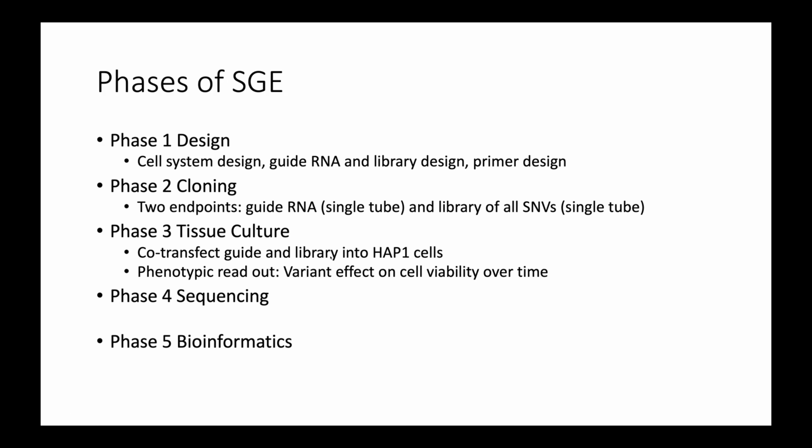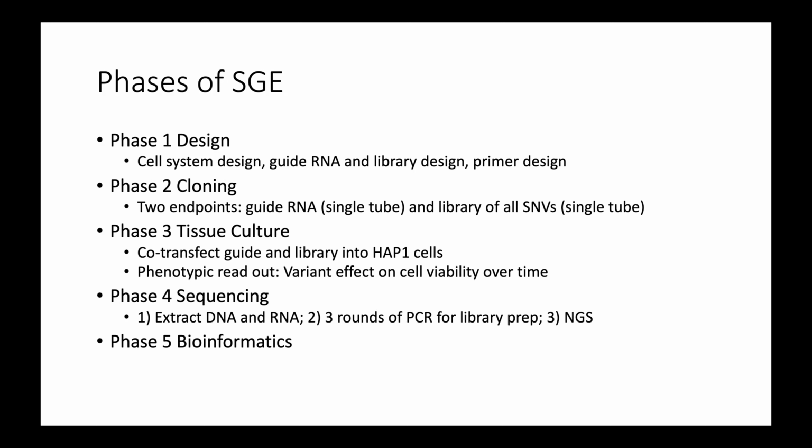And then we're going to co-transfect the guide and library into the HAP1 cells. Our phenotypic readout here is the effect of the variant on the gestalt phenotype of cell viability over time of the assay. This is the particular readout that we are using as a surrogate to say the particular variant that we are assessing was non-functional or was functional. That non-functional or functional criteria can then be used as one component of the overall ACMG clinical criteria to designate an SNV from VUS to either the benign side or the pathogenic side.